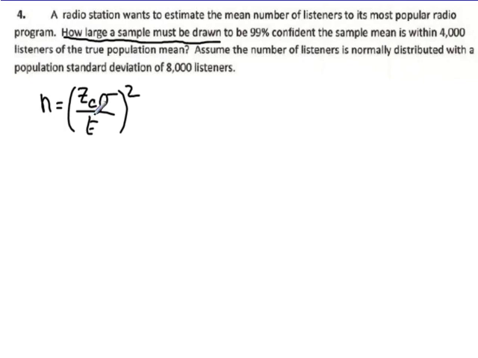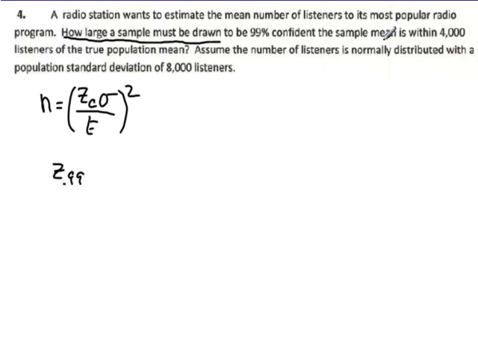So let's give it another read. How large a sample must be drawn to be 99% confident? So we're looking for Z.99 then. To be 99% confident, the sample mean is within 4,000 listeners of the true population mean.